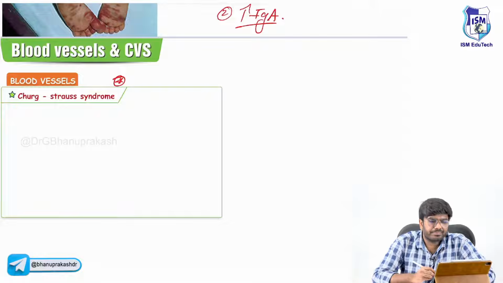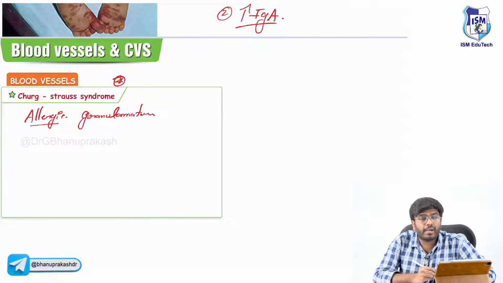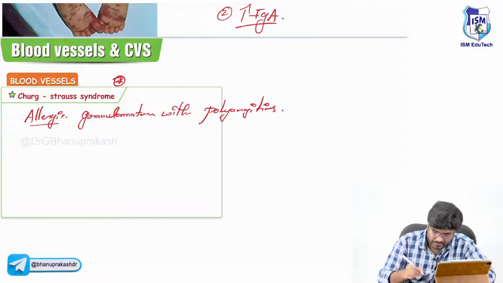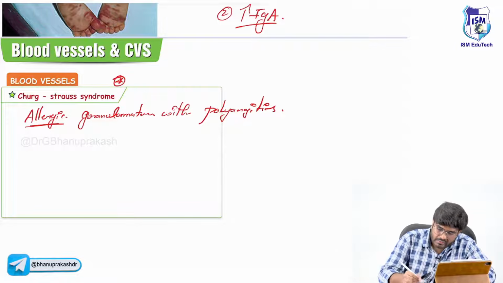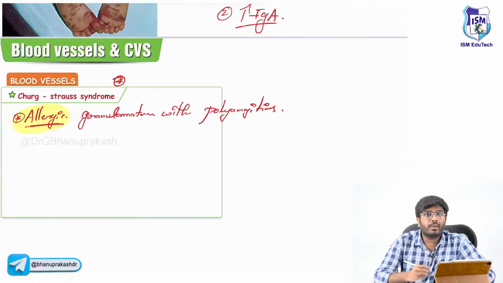It's also called allergic granulomatosis with polyangiitis. Important. Allergic is the keyword. Which type of vasculitis is associated with allergy? Churg-Strauss syndrome. Allergic. So, allergic granulomatosis with polyangiitis.